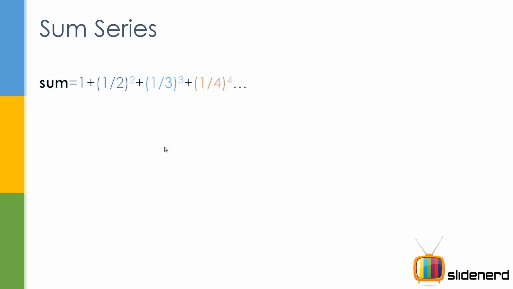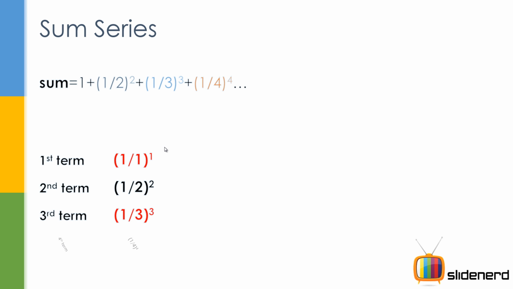So here you have sum equals 1 plus 1 by 2 squared, 1 by 3 cubed, 1 by 4 to the power 4 and so on, right? Now let's break this into pieces and try to understand each piece separately. You have the first term 1 by 1, then the second term 1 by 2 raised to 2, third term 1 by 3 raised to 3 and so on, right? So as you can see, you have 1, 2, 3, 4, probably like the index of a for loop. You guys can probably figure that out easily.